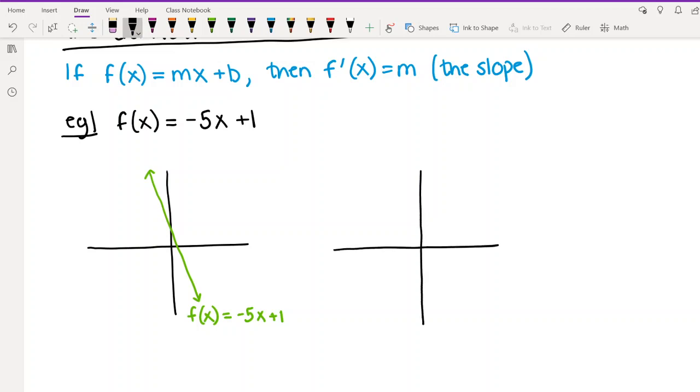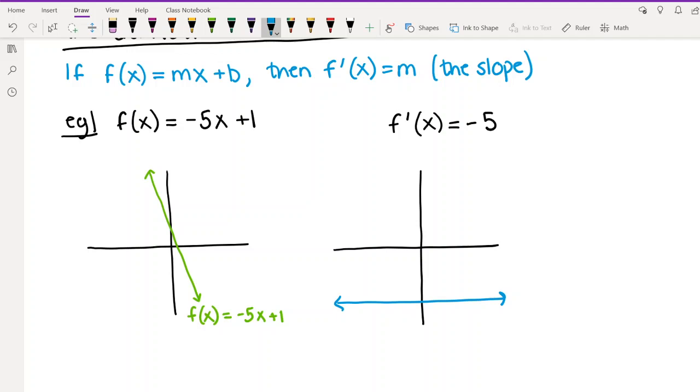Well, what is the graph of, so what is the derivative of negative 5x plus 1? Well, we just said that the derivative is just going to be equal to the slope, right? So the derivative function is going to be negative 5. So what is that graph going to look like? Like if someone just asked you to graph y is equal to negative 5, that would be a horizontal line at a height of negative 5, right? So this is what the graph of the derivative would look like.